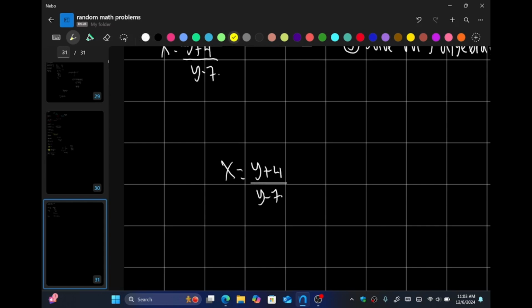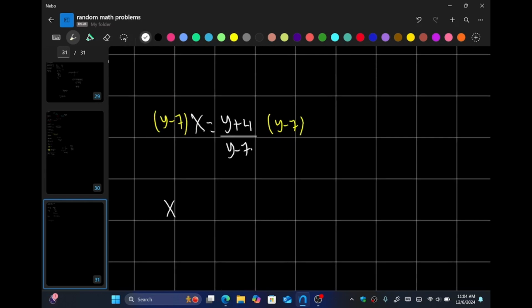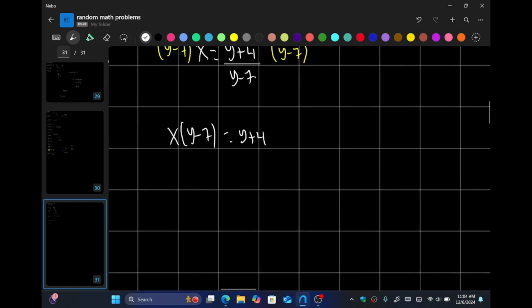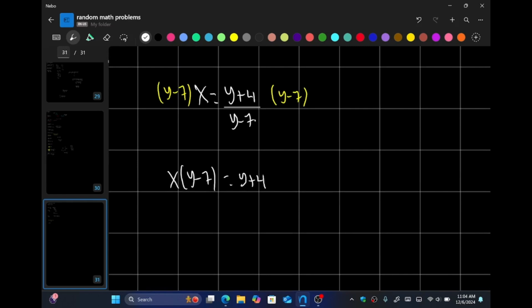So the first thing we're going to do is multiply y minus 7 on both sides. We have x times the quantity y minus 7. And if y'all hear an airplane in the background, I apologize. There's always airplanes here. So x times the quantity y minus 7 equals y plus 4. So notice that this cancels out.